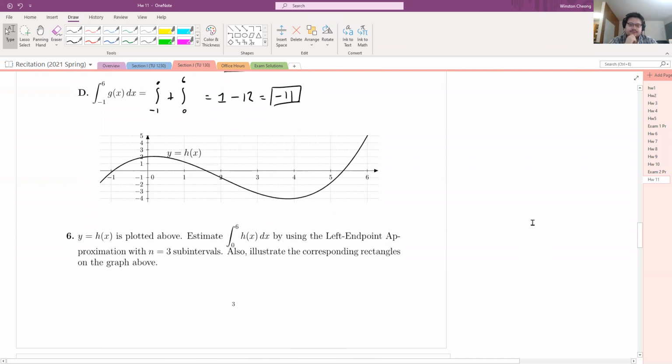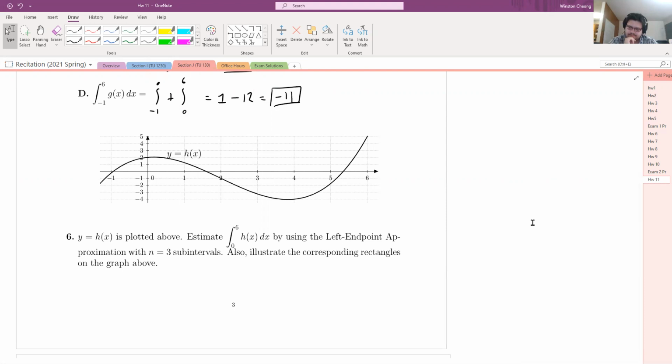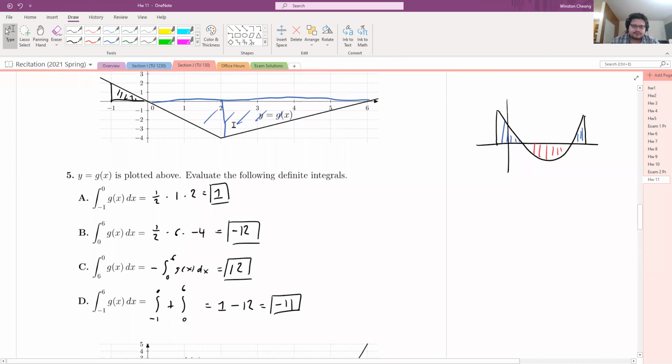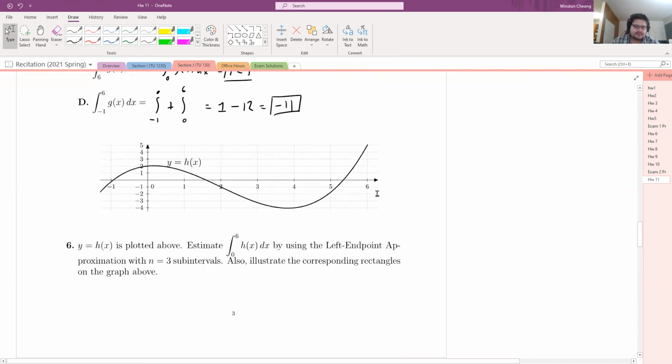Now for number 6. Number 6 took me a while to explain in the previous class. So the thing is that for number 5, the areas that we were calculating were really nice and easy to deal with because we were dealing with triangles. What happens in this problem is that we no longer have these kinds of nice shapes.